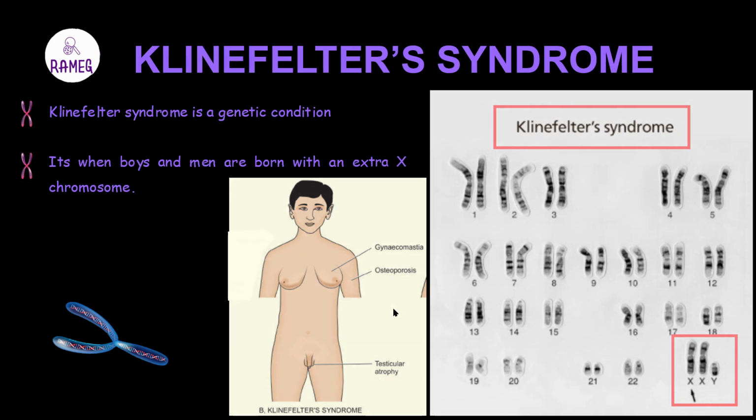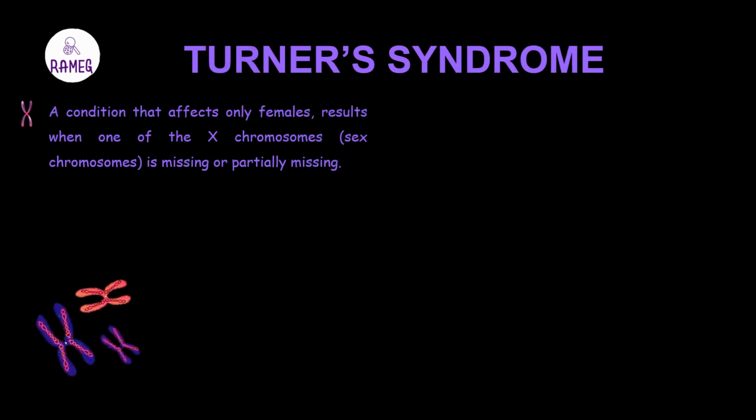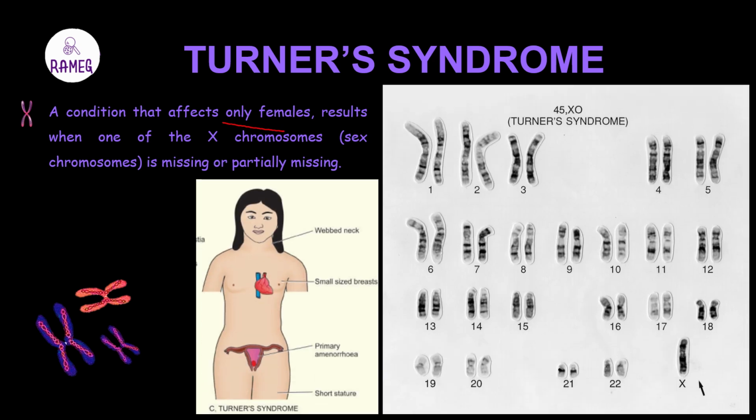Turner syndrome affects only females. You can see that in the 23rd pair, it's missing an X chromosome. So the individual might have clinical features such as a webbed neck, small size breast, primary amenorrhea, and short stature.